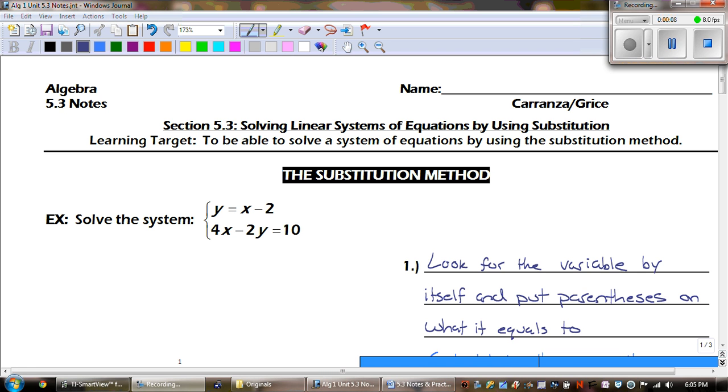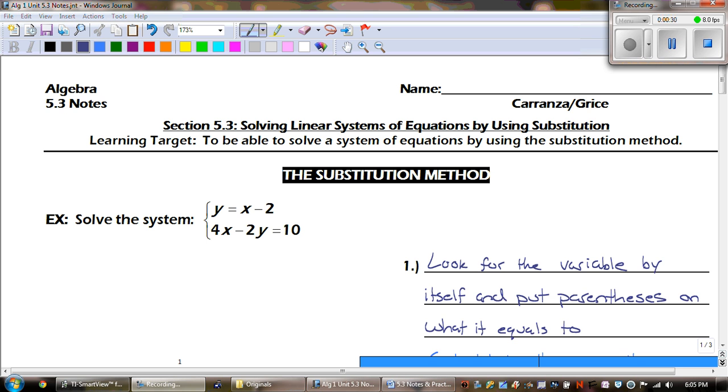Today we're talking about solving linear systems of equations by using substitution. Our learning target today is to be able to solve a system of equations by using the substitution method. Okay, so in 5.2 we talked about solving linear systems by graphing, so this is another way to solve.